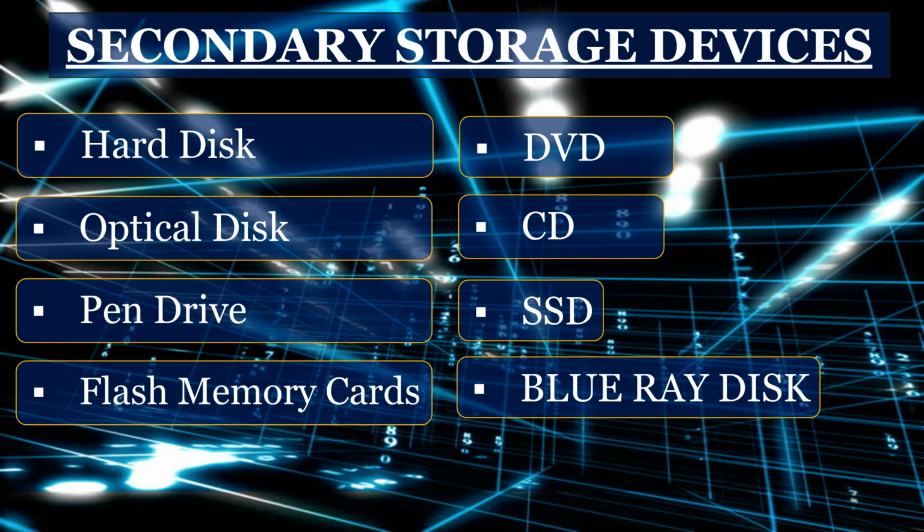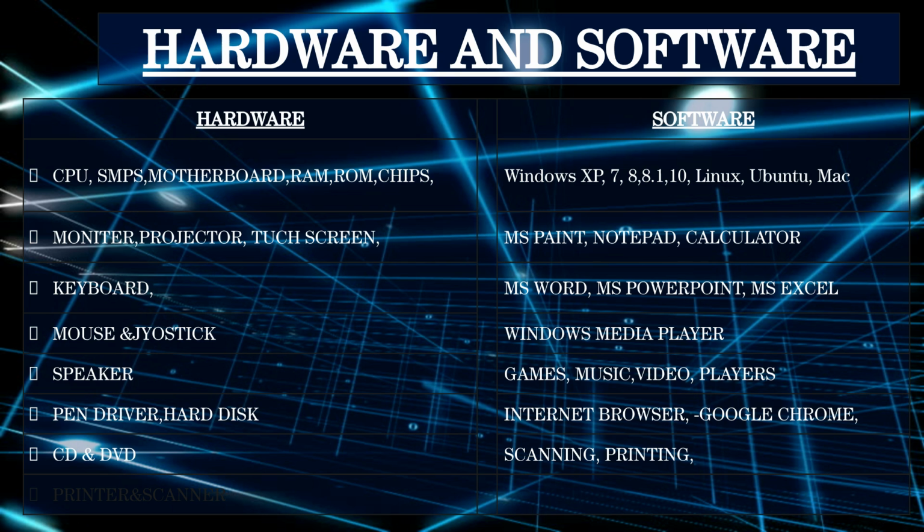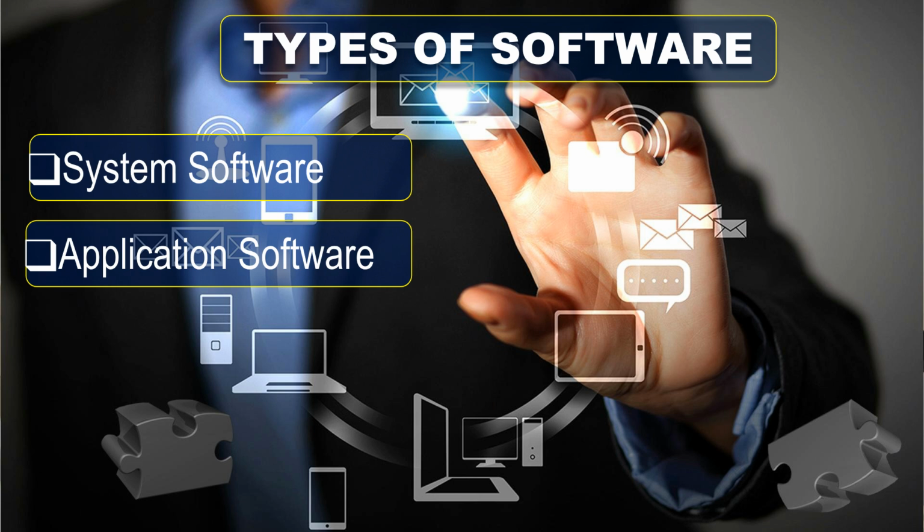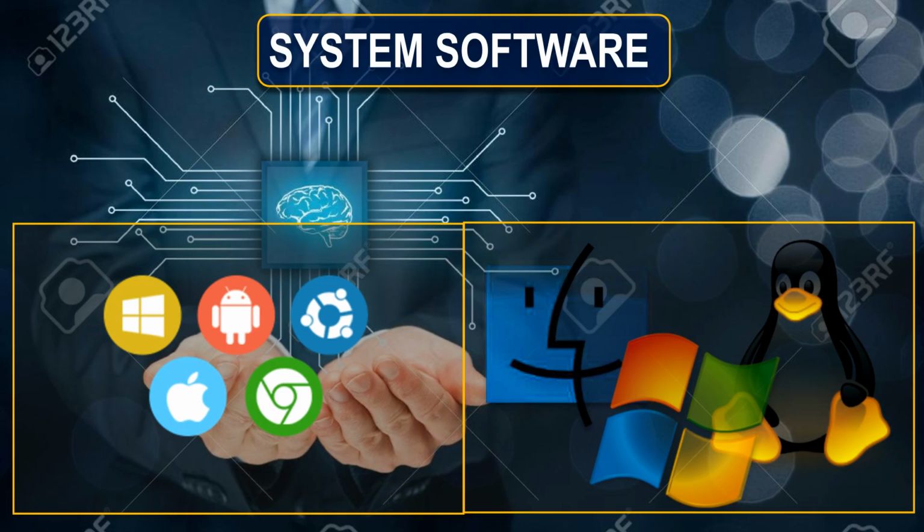Secondary storage devices include the hard disk, optical disk, flash memory cards, pen drive, CD, DVD, Blu-ray disc, and SSD. Computers are composed of both hardware and software components. Software can be broadly categorized into 2 types: application software and system software. System software is essential for the operation and management of the computer system.